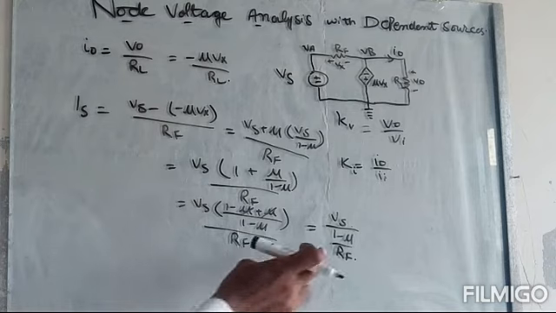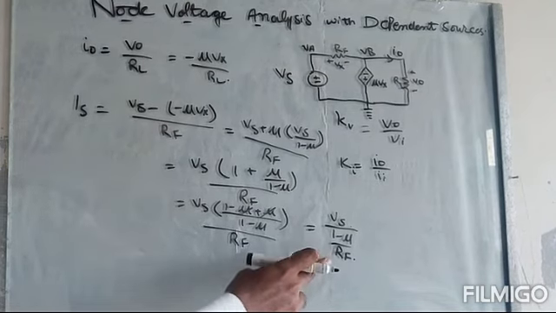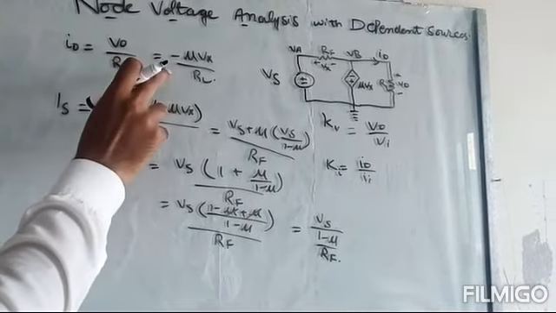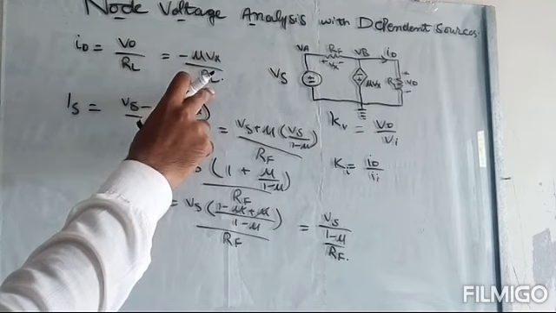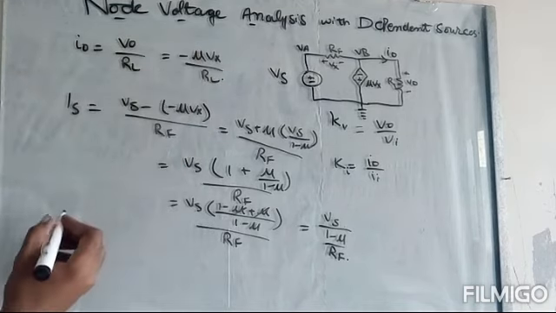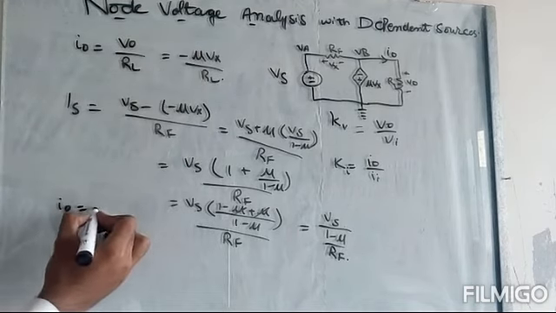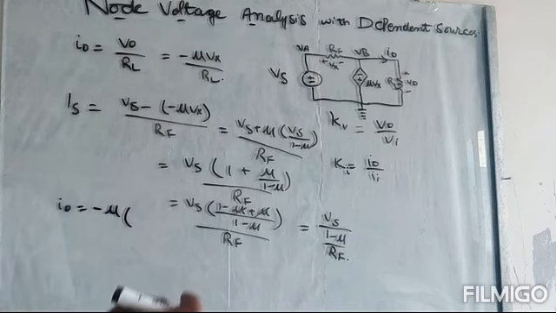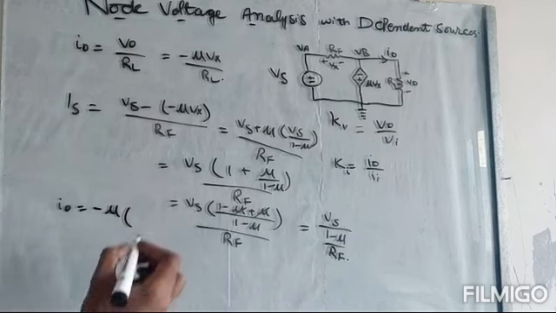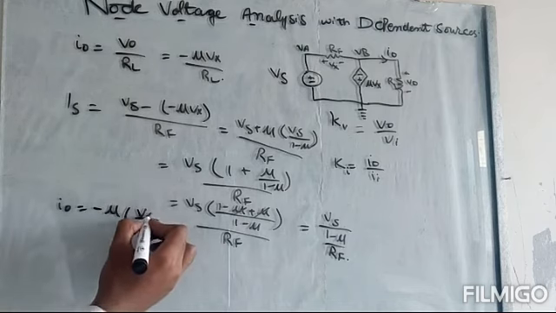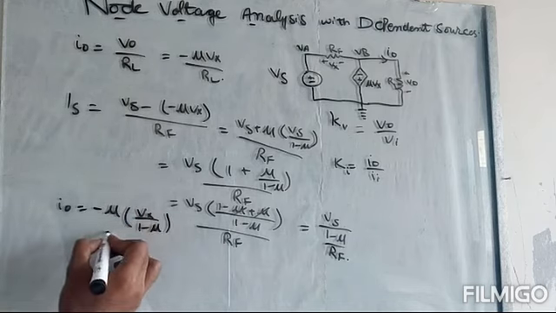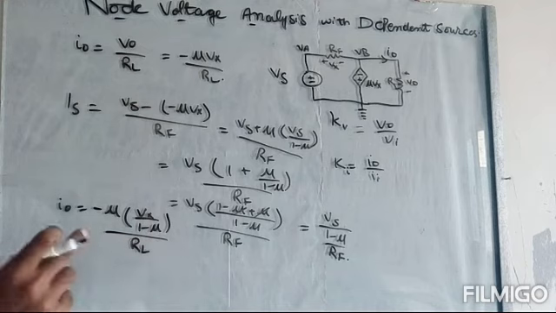So Is is equal to Vs over 1 minus mu divided by Rf. Now I0 is equal to minus mu Vx over Rf. So we will put the value of Vx in this. So I naught is equal to minus mu, Vx is equal to Vs over 1 minus mu, divided by Rf. So this is our I naught.